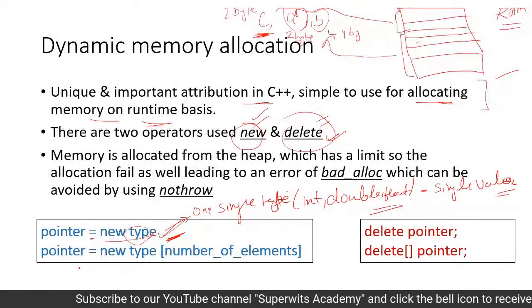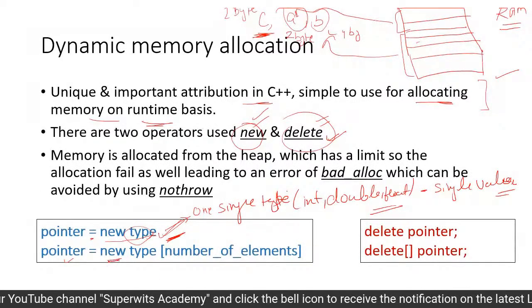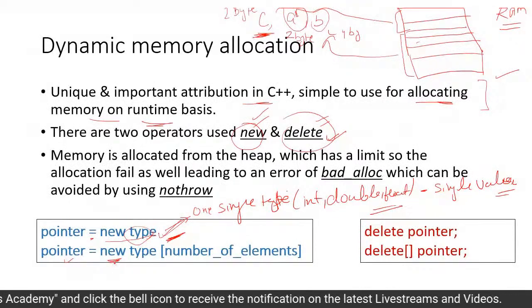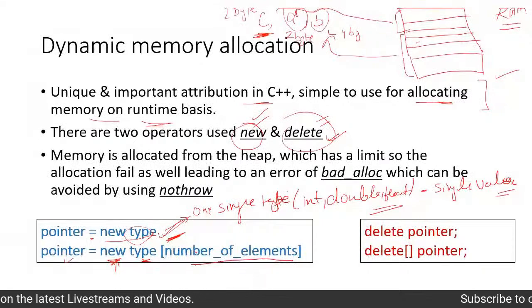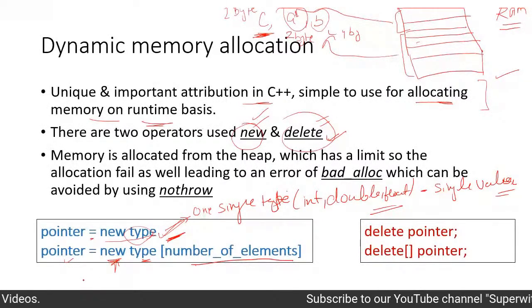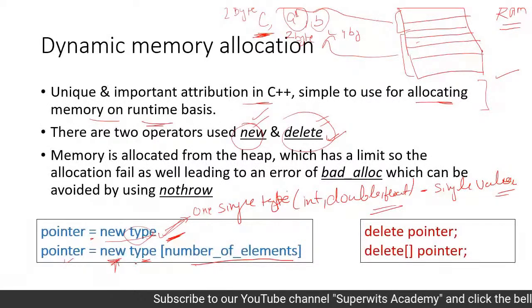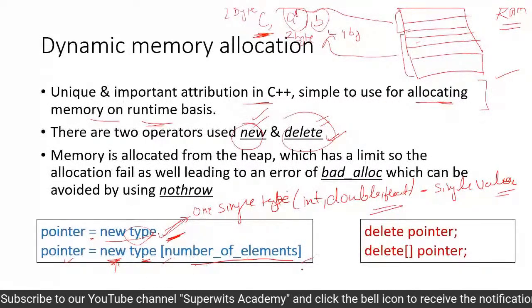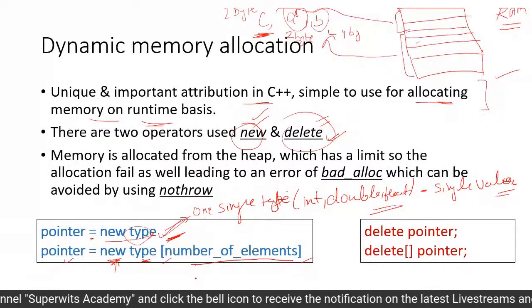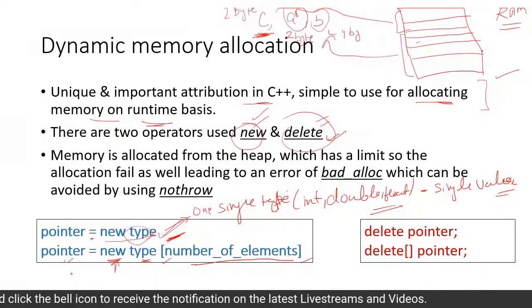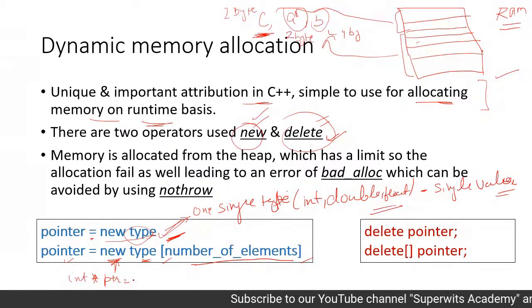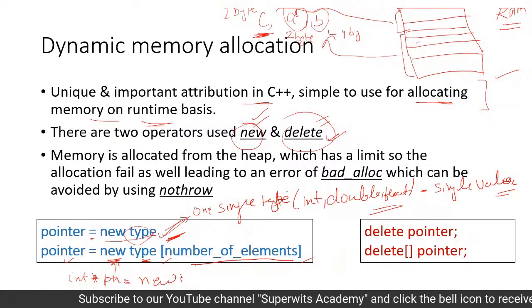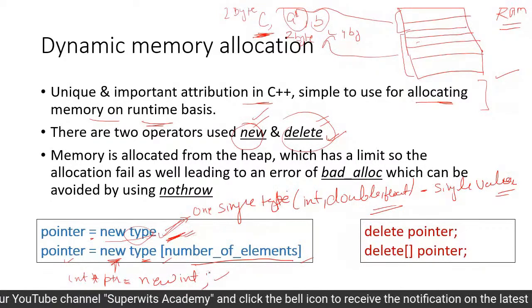Now the other syntax is that we have a pointer which is to be allocated with some memory of the type provided and the number of elements. If you remember, when we were declaring arrays, they were being declared by using the square brackets, right? So that is the same thing we are doing here. Let's say if I wanted to take an example for both of these, I can say int star ptr, I'm taking a pointer, equals new int. Now this is the example for the first type.